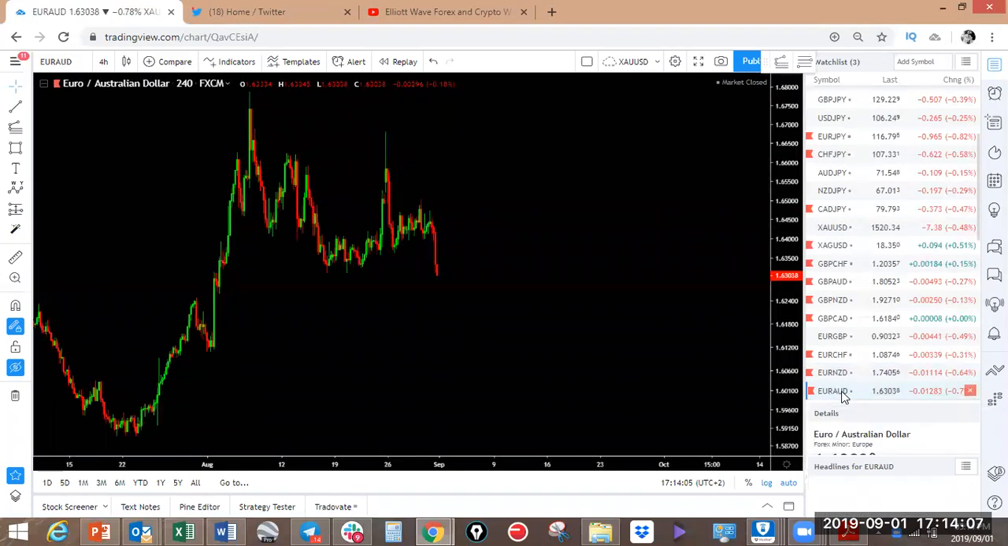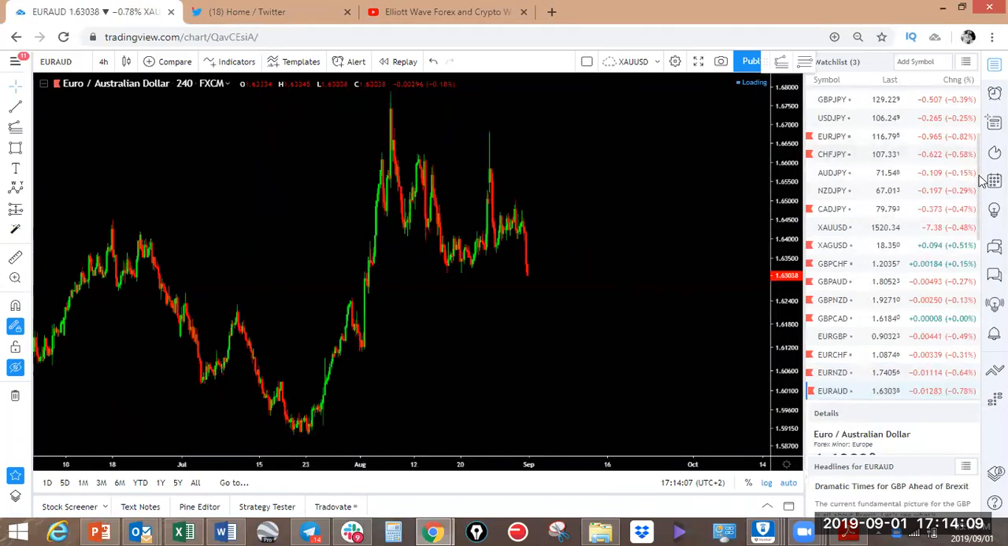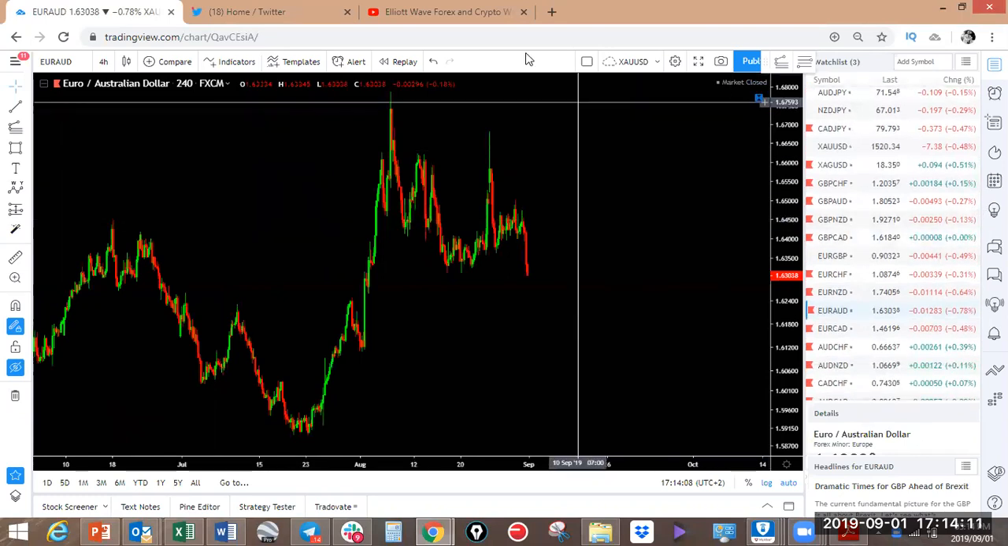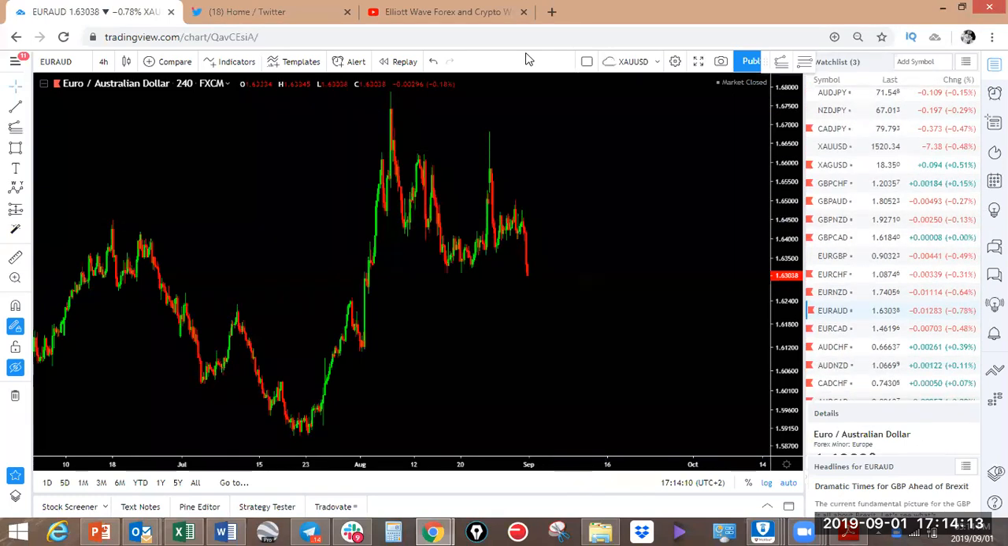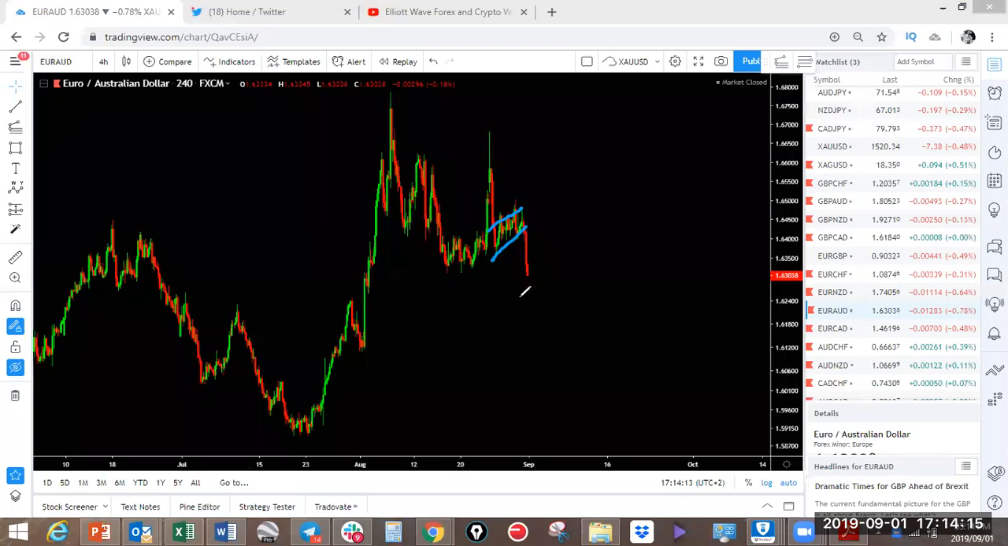Euro Aussie. Euro Aussie just follows Euro New Zealand. Already have an entry point there. You may have missed this one already, so wait for another one. Wait for another entry for downside.